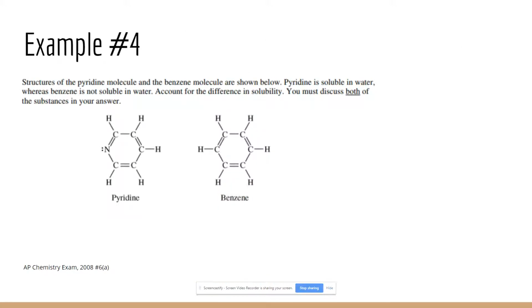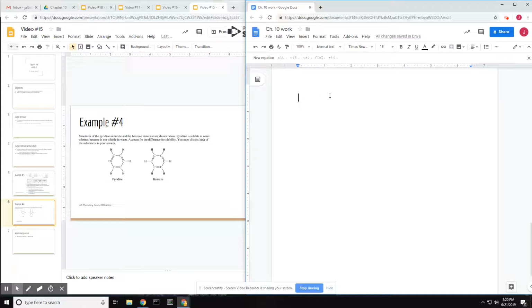Pause here. So this is from the 2008 chemistry exam. So I'm going to start with benzene. So first thought, I just talked about benzene. I found it to be easier to do that way. Benzene, it's totally nonpolar, has only London dispersion forces. It's not going to be able to interact very strongly with water for that reason.